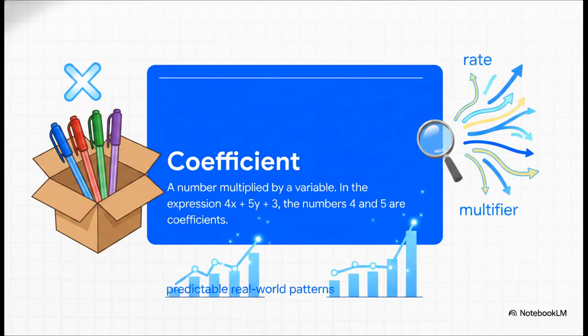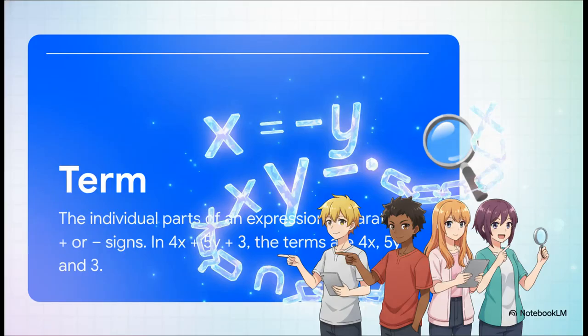Now, that number that's attached to the variable, that's called the coefficient. In our pen example, 4x, the 4 is the coefficient. It's the multiplier. It tells you the rate, in this case, 4 pens per box. So each of these individual chunks, the 4x, the 5y, or even that standalone number 3, is called a term. They're the basic building blocks, kind of like words in a sentence.